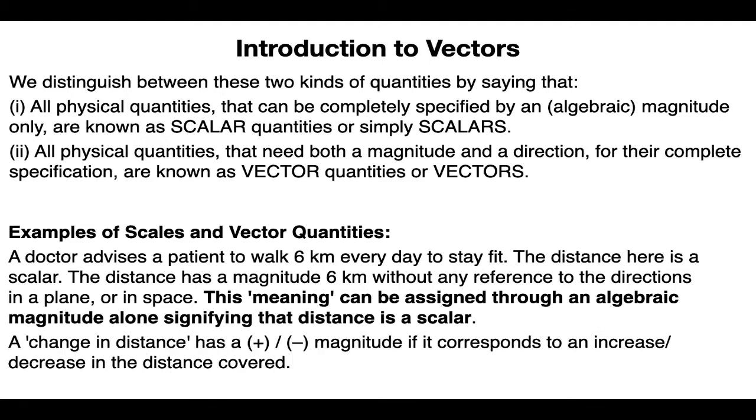If the person covers 8 kilometers, it will mean he has covered additional plus 2 kilometers. And if he covers 4 kilometers, the difference will be minus 2 kilometers. It corresponds to an increase in magnitude or decrease in magnitude of the distance covered.